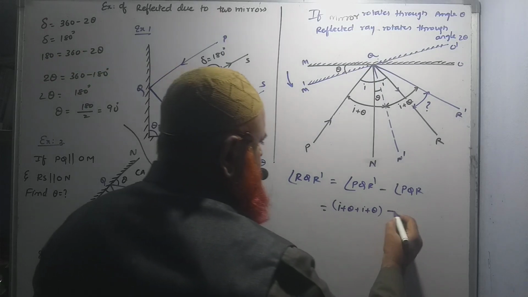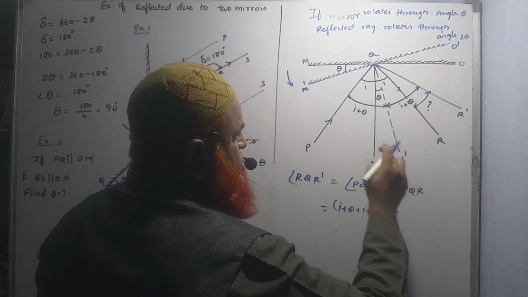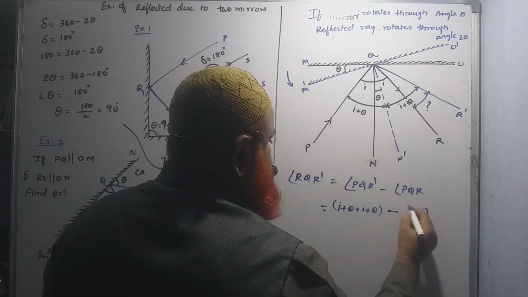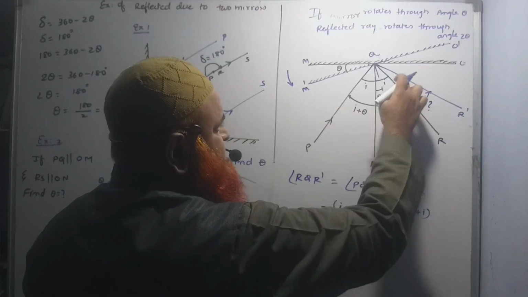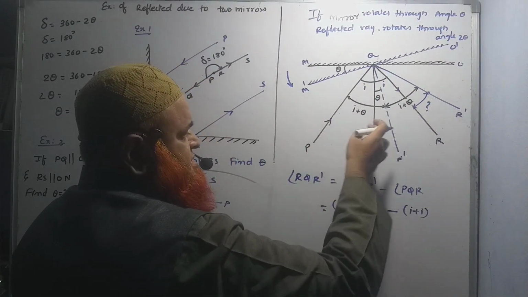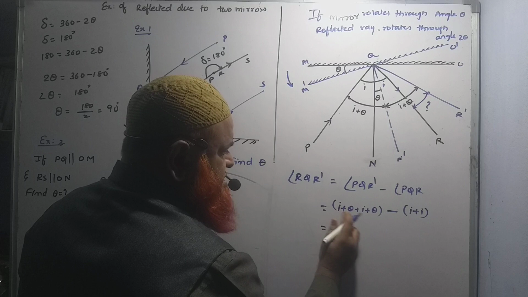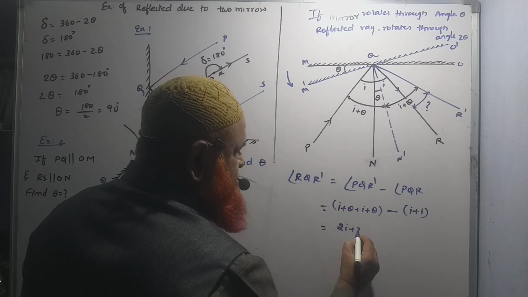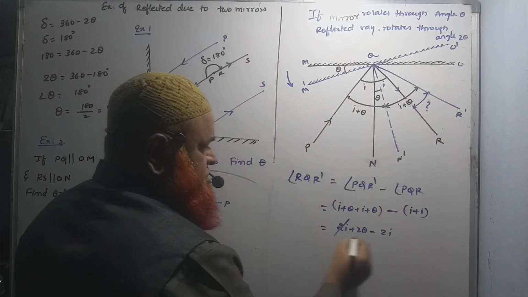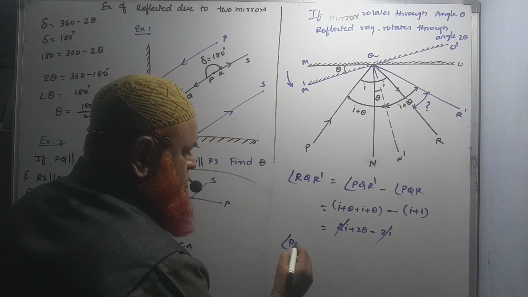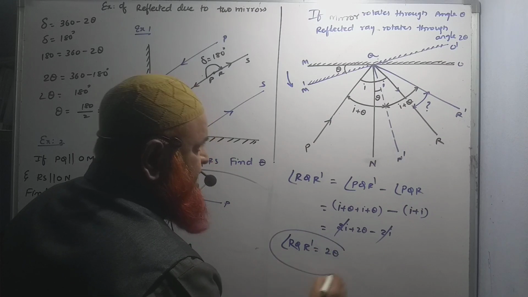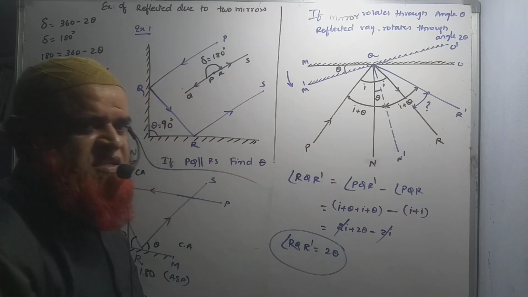So what am I going to write now? Then what is PQR? It's very simple. It is going to be I plus I, because this is also I, this is also I only. So as you write now, I plus I is 2I, plus 2 theta, minus 2I. So these are going to be cancelled. Therefore, RQR dash is going to be 2 theta. So our angle is 2 theta. So we have proved this identity.